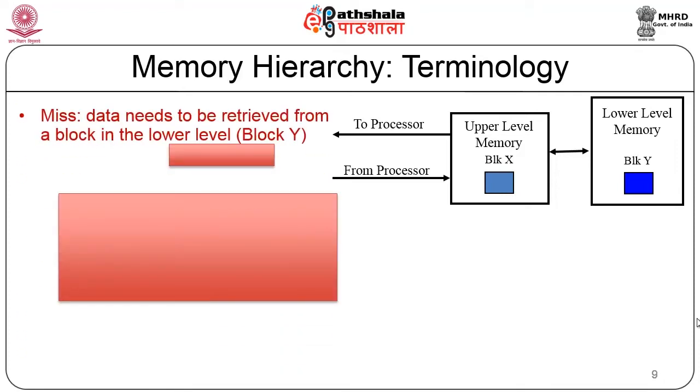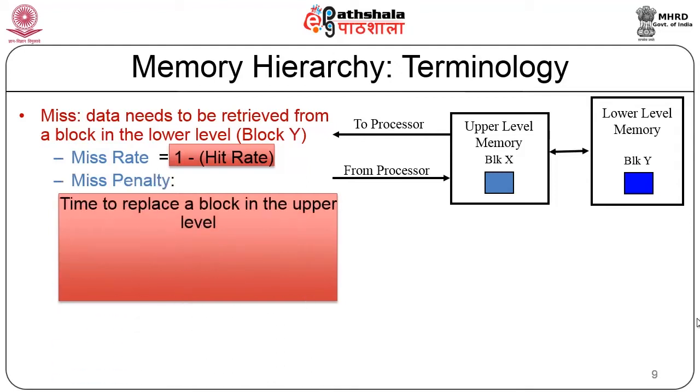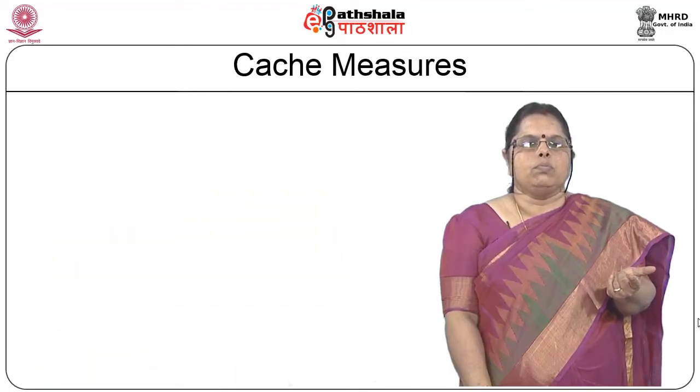Similarly, a miss indicates that the data is not available in that particular level of memory and you will have to retrieve the data from a lower level of memory, for example block Y. Miss rate is equal to 1 minus hit rate, and if the data is not available and it becomes a miss, then it has to be brought from the next level of memory. That gives rise to what is called a penalty. The miss penalty is constituted by the time to replace a block in the upper level and the time to deliver the block to the processor. That indicates your miss penalty.